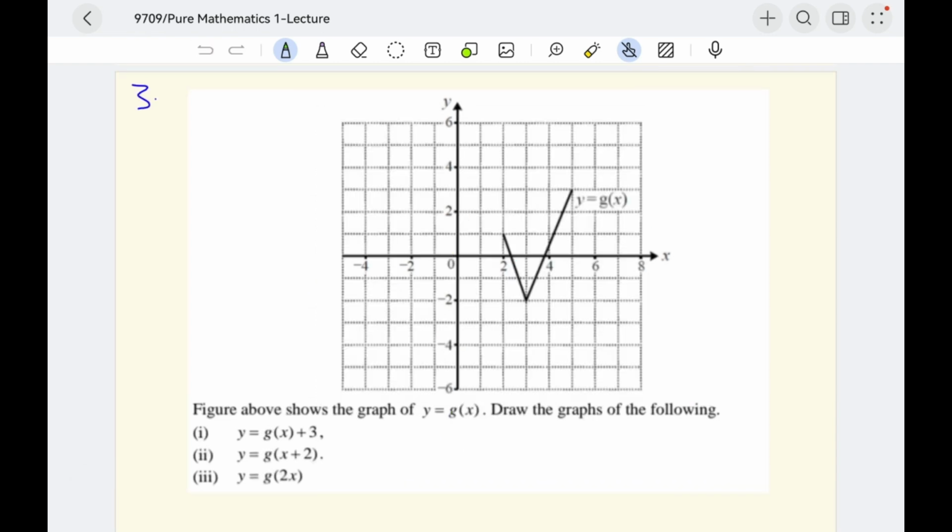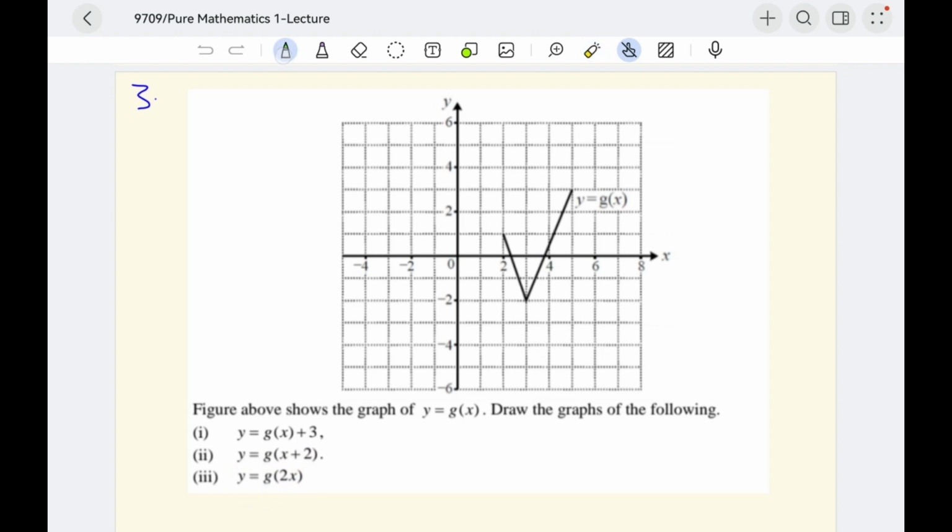Okay, let's move on to question 3. So question 3 also involves the transformation of the graph. The figure above shows the graph of y equals g(x). Draw the graphs of the following. The first part is y equals g(x) plus 3. The second part is y equals g(x plus 2). And the third part is y equals g(2x).